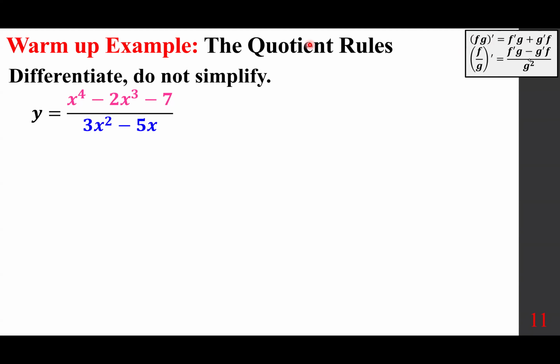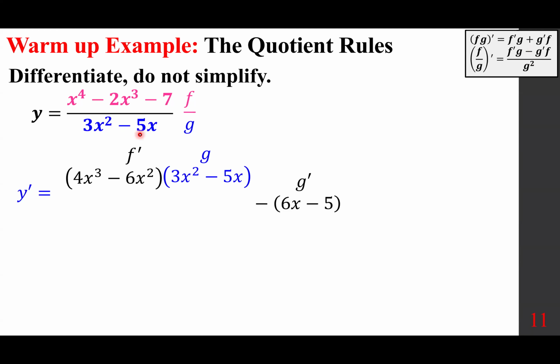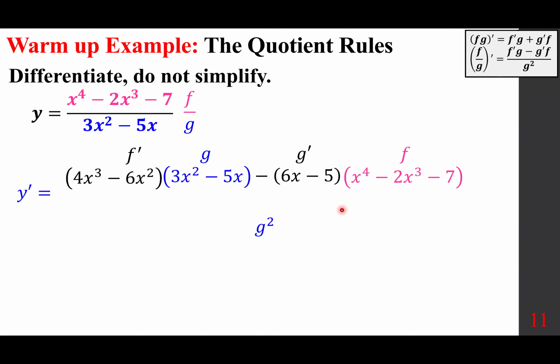So having said that, this is the f function, this is the g function, everybody. And I'm using the same f and g as I use for the product. So having said that, what is f prime? 4x cubed minus 6x squared times g, the bottom, the blue function, minus g prime, the derivative of the bottom, which is 6x minus 5, times f, the numerator, x to the power 4 minus 2x cubed minus 7, over g squared. Just put the denominator inside the parentheses and square it, and you're done. It's that simple, everybody.